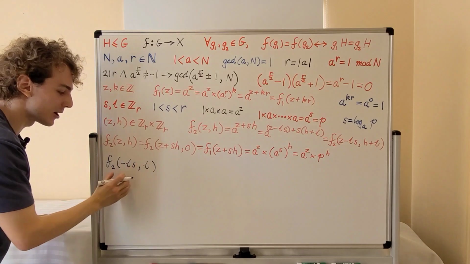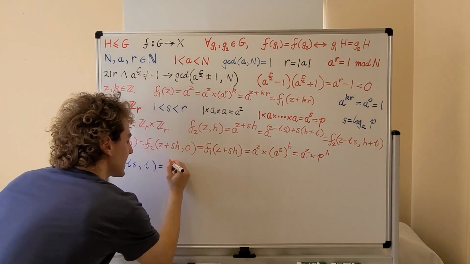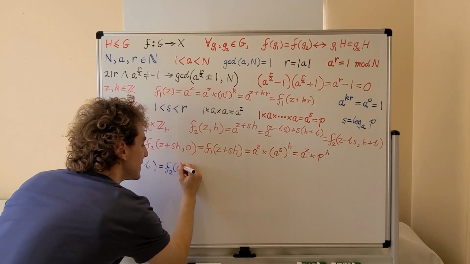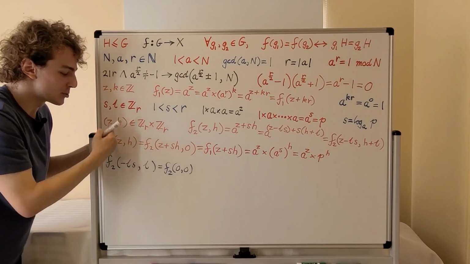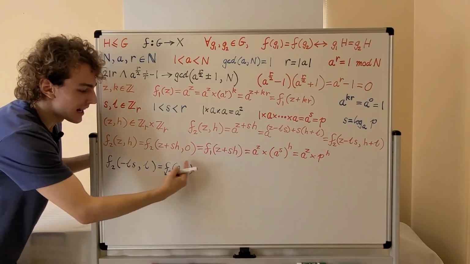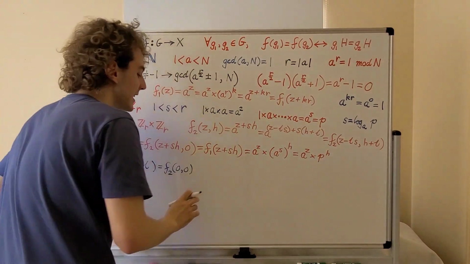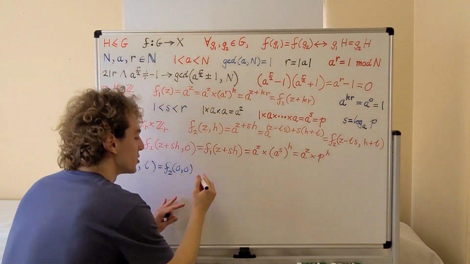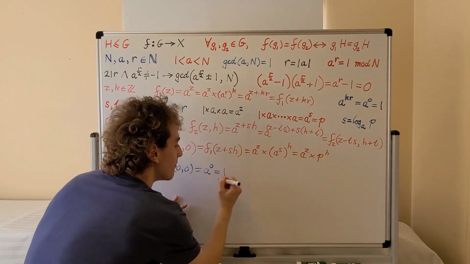If we put these guys inside here, and then we choose the special case where L is equal to 0, that's going to give us f2 of (0, 0). This is the identity element of the group. So (0, 0), that is the identity. And this identity element is going to get mapped to the identity element in the set. So that's going to get mapped to a to the power of 0, which is equal to 1.